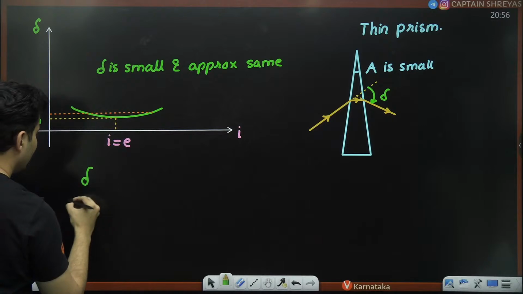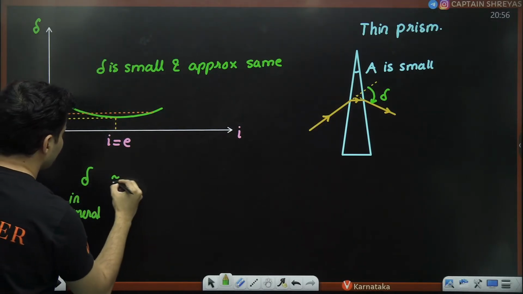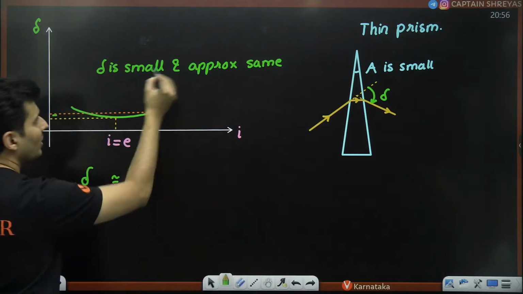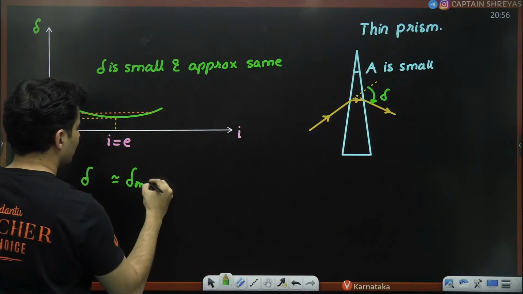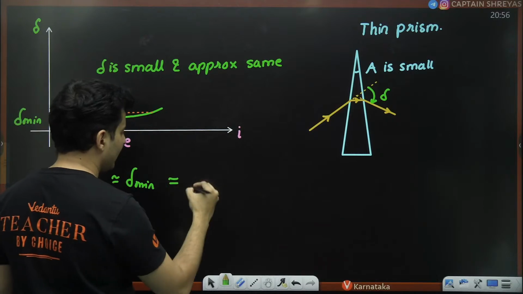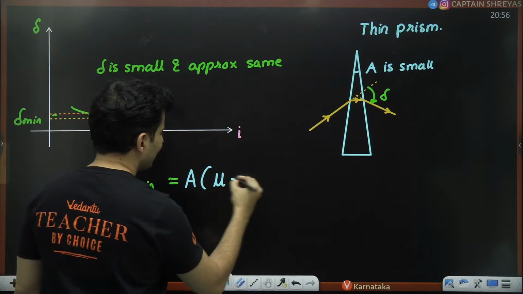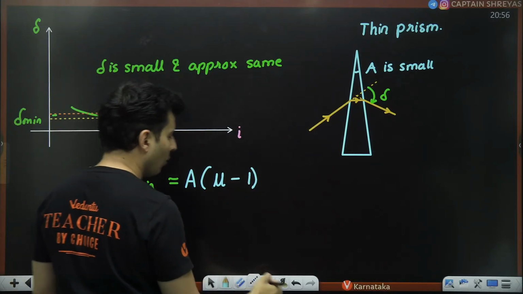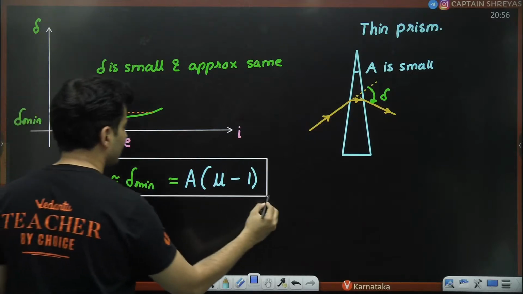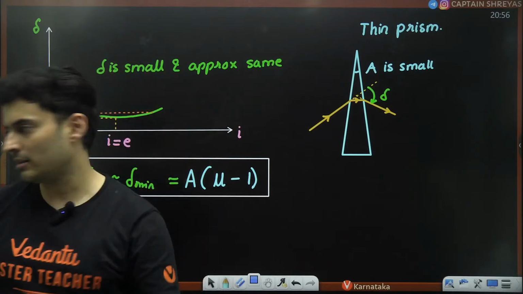So delta in general is still approximately the same, no matter whether you choose this or this, as delta minimum. And this delta minimum comes out as the angle of the prism into mu, which is the refractive index, minus 1. Angle of the prism into (mu minus 1). This is another very crucial and important result.